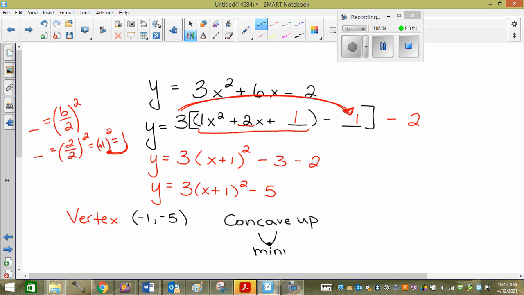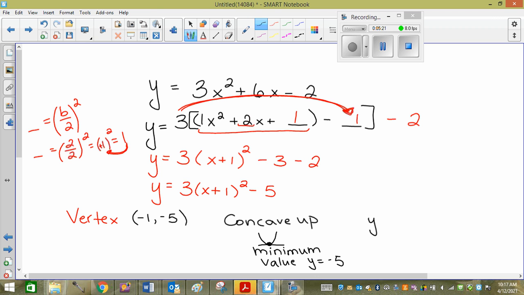What is the minimum value? Y equals what? What's the lowest this goes to? -5, because my vertex is -1 and -5, right? So this one is a minimum at -5.